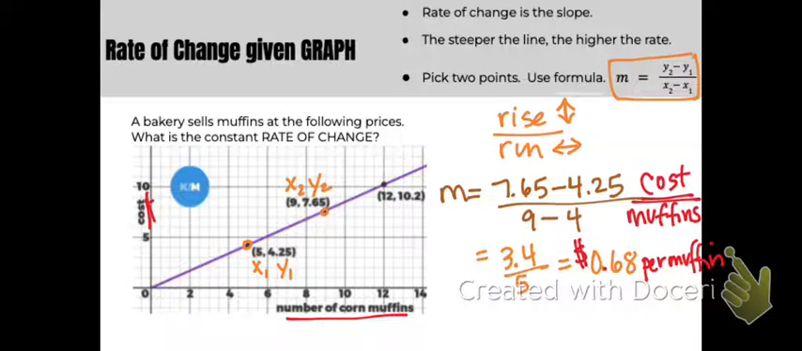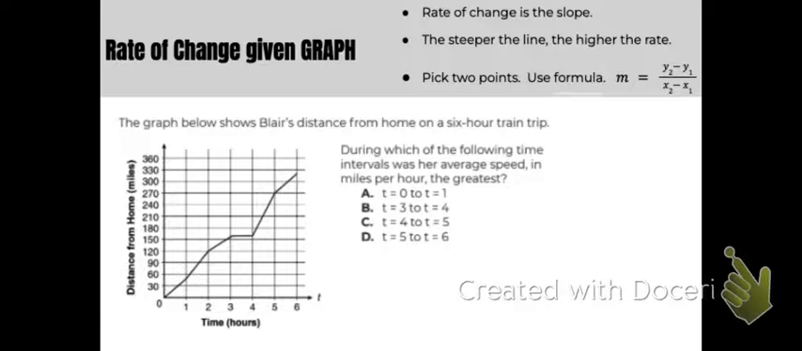All right, let's look at another. This one is a little different in that it's not one straight line with the same slope the whole time, but different pieces. The slope in each of these pieces is different. So let's take a closer look. It says the graph below shows Blair's distance from home on a 6-hour train trip. During which of the following time intervals was her average speed in miles per hour the greatest? So the slope represents the speed in miles per hour.